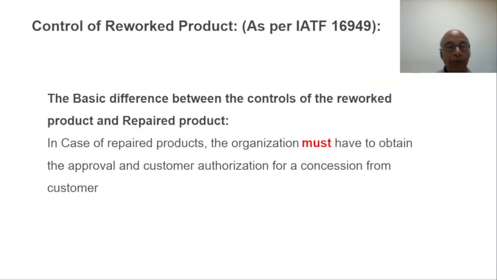So dear friend, if we summarize the thing, in case of the repair product, the organization must obtain the approval and customer authorization for a deviation, for a concession from the customer. That is the mandatory requirement for repair product. And for the rework, it is the wish of the customer whether he wants the approval process or not.